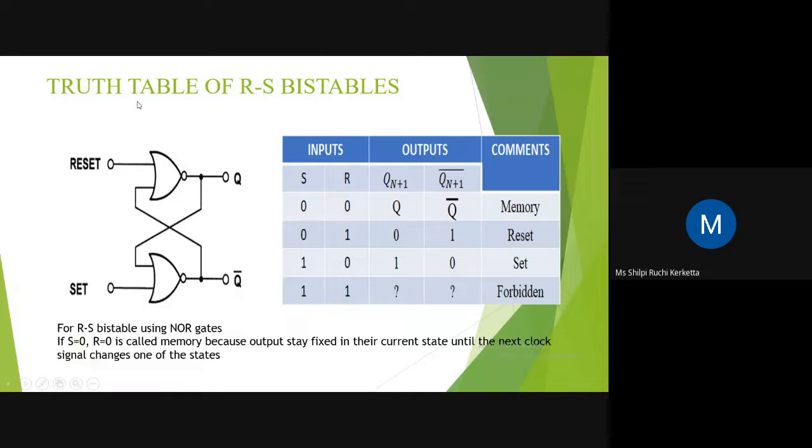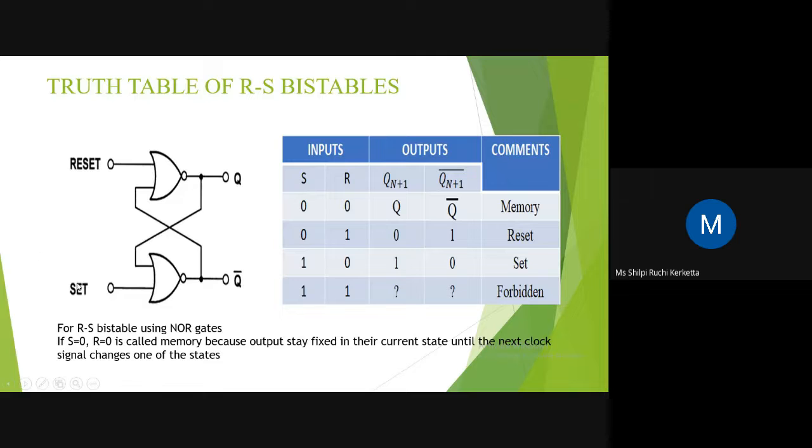So this is our first bistable state. It is made up of NOR gates. This is our first NOR gate and this is the second NOR gate. We have put this part as set and this part as reset. So this is the SR latch.